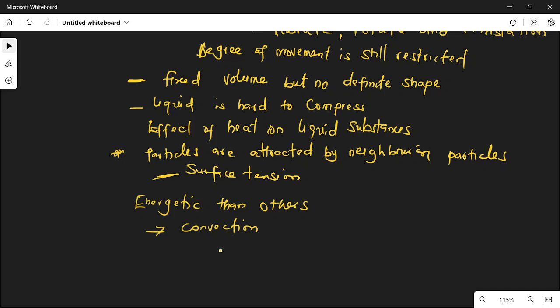So what happens? The molecules that are very hot, when they acquire more heat energy, what happens? The ones above will be replaced by them. So as they begin to gain more kinetic energy, they can break away into the space above. And when they break away into the space above, we say they are vaporized. So the meaning of vaporization is that your liquid is turning into gas.